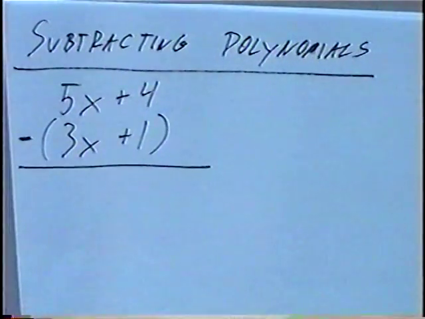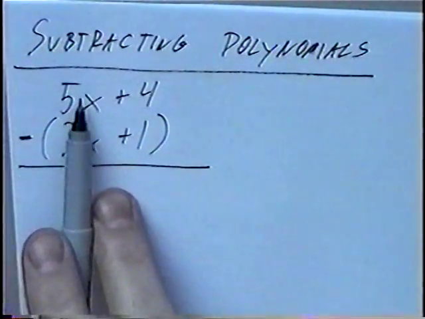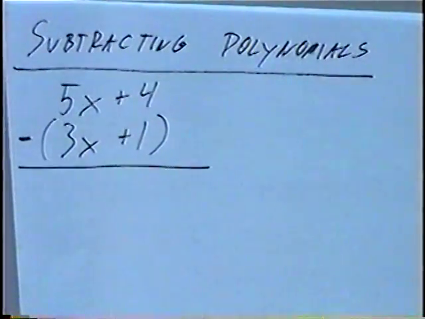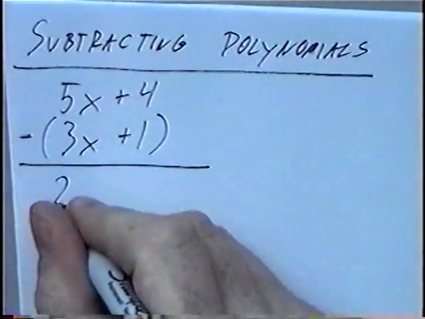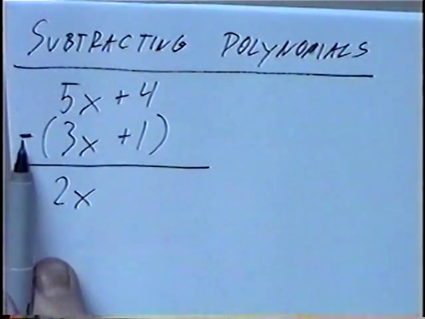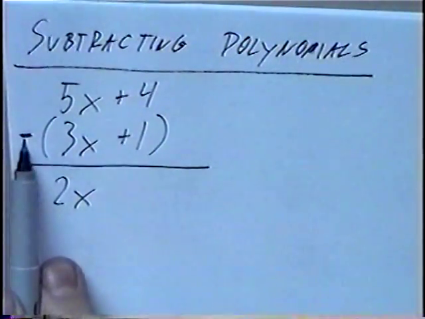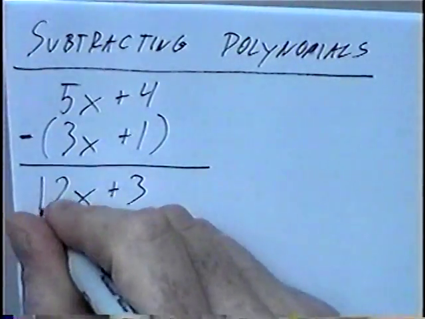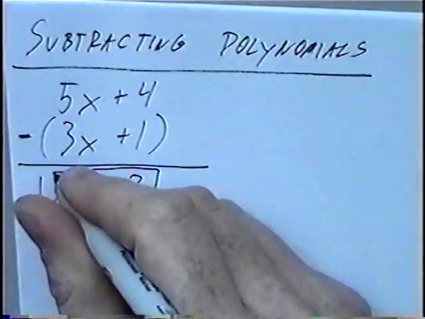Just like before, we can take these two polynomials and subtract vertically. First term, 5x minus 3x, would be 2x. And the second term, keep in mind we're subtracting, 4 minus 1, which would be 3. So our final answer, 2x plus 3.